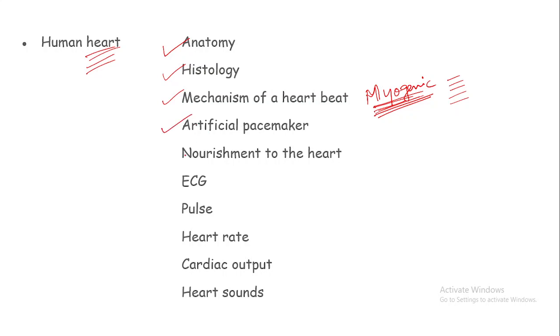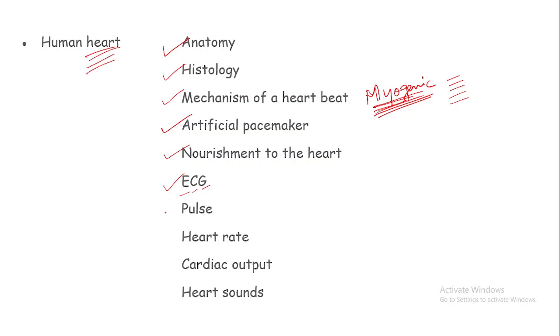Artificial pacemaker. What is this? Nourishment to the heart. We know that the heart circulates blood to all the parts of the body, but something has to reach the heart for its own nourishment also, right? That part. ECG, what is this? Electrocardiogram. How does it work?